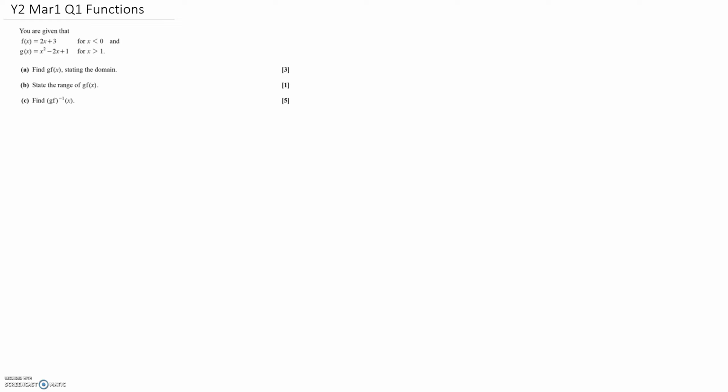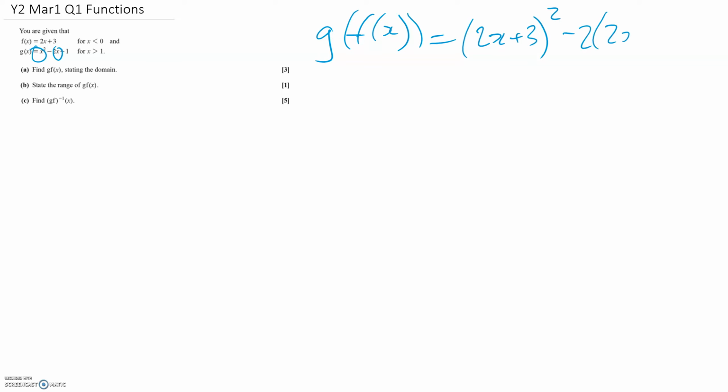Question 1 on functions. We need to find g of f of x, so we're going to substitute the whole of f of x into wherever we see an x in g, so in there and there. That will give us (2x + 3) all squared minus 2 times (2x + 3) plus 1.